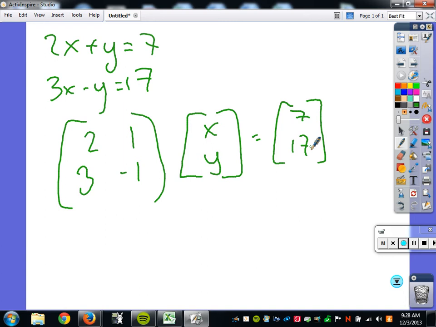Anyway, we could actually solve this. This is timesing right here. How do we get rid of timesing? Division. What's another way to get rid of division? We don't do division with matrices, so what would I do? How would I get rid of something like 3x equals 9 without dividing?